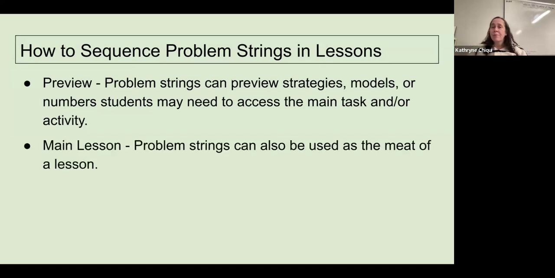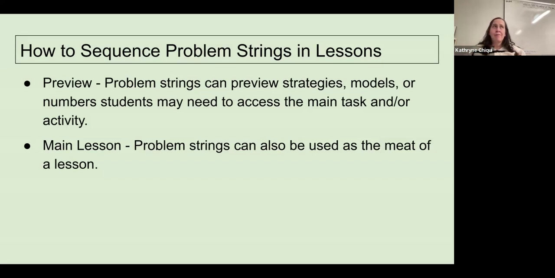There are times when I actually use a problem string as my main lesson. It might be that I'm really wanting to build a strategy in students. I'm seeing that the over strategy is something that students are getting stuck on, and they're not able to not use an algorithm because they have nothing else to use. And so I might use the over strategy as a main lesson problem string, and I would do a longer problem string to give them lots of practice. And then be able to connect it with a warm up or an exit ticket afterwards. So they can be used as a main lesson.